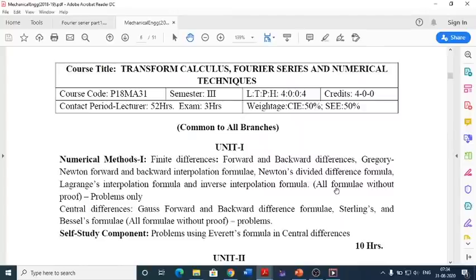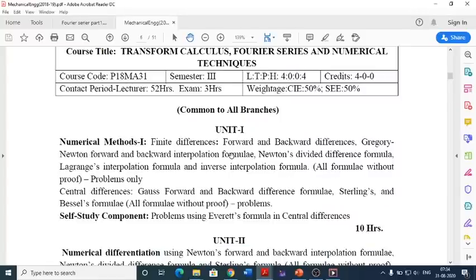As usual, there will be 5 units, and unit number 1 is numerical methods. In this unit, you are going to study forward and backward differences, Gregory Newton forward and backward interpolation formula, divided difference formula, Lagrange's interpolation formula, and central differences.